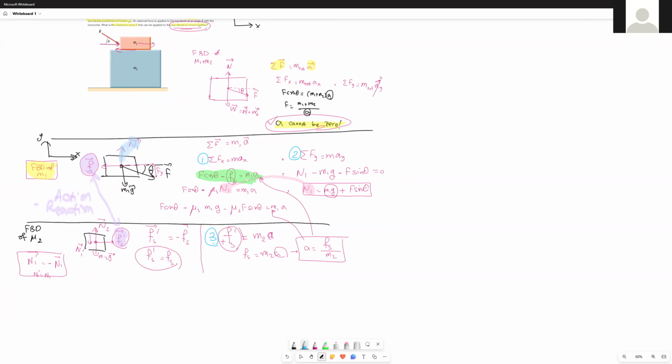Okay, so what I'm going to do, let me put acceleration into there and then plug in the expression. So I'm going to put this acceleration into equation 1. That's going to give me F cos theta minus Fs is going to be equal to M1 multiplied by Fs divided by M2.